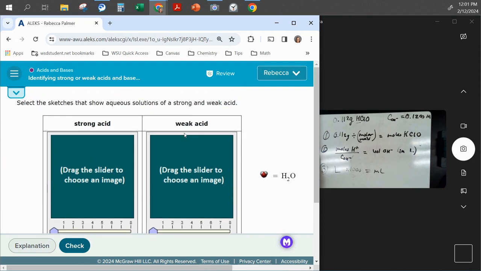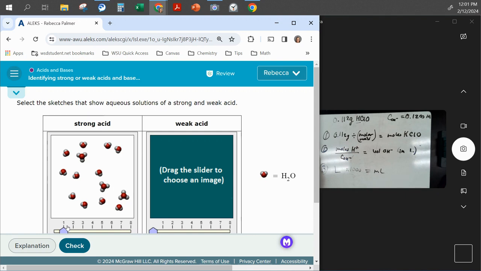When I'm looking for a strong acid, I'm looking for the acid to completely dissociate, and then all the hydrogens have to join water to form hydronium. This one doesn't have any acids. This one is showing something that hasn't given away any protons, so that's not helpful. This one would be the strong acid because we have the counter ion, the conjugate base. All of them are without hydrogen, and then we have the hydrogens attached to the hydronium. That's a strong acid, when all the acids completely dissociate. So that's the best one.